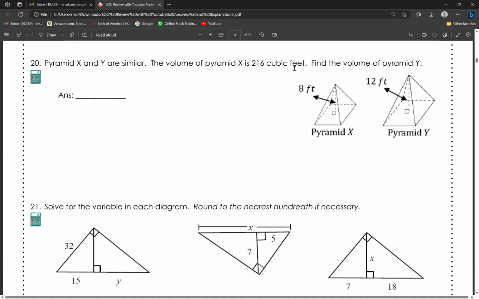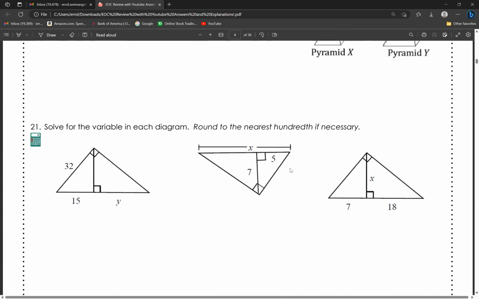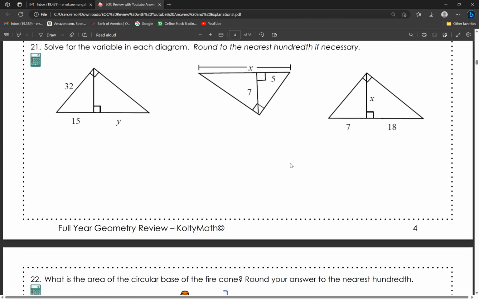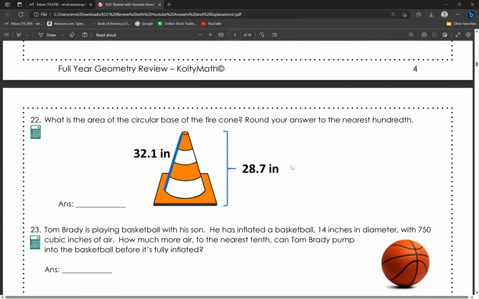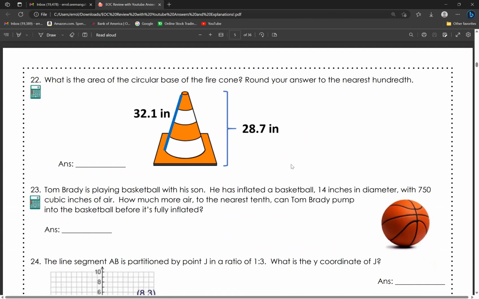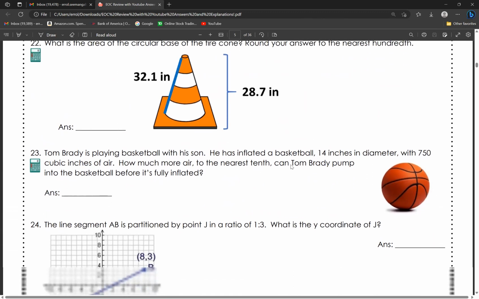Okay, what is this one? Pyramids are similar. Find the volume of pyramid X. The volume of pyramid X is 216. Find the volume of the other one. Solve for the variable in each diagram. Round to the nearest hundredth if necessary. Just set up your ratios for that one. Question 22, area of the circular base. Just use your formula for 22.